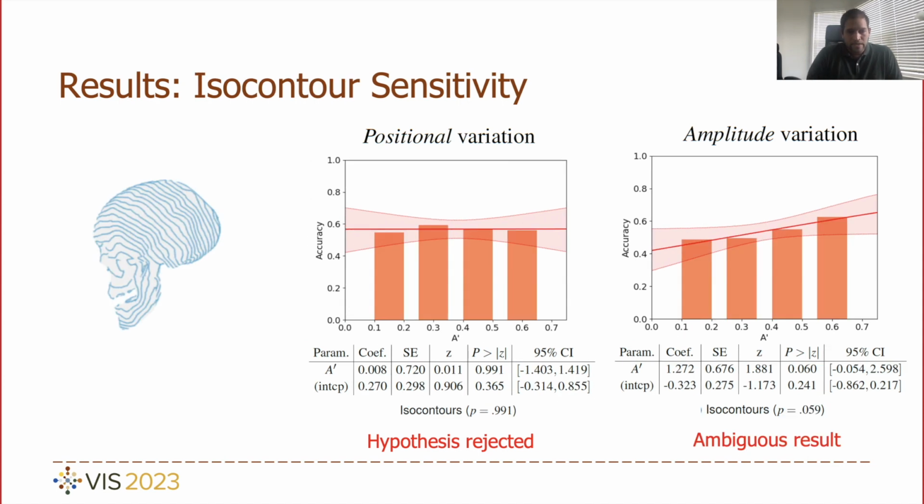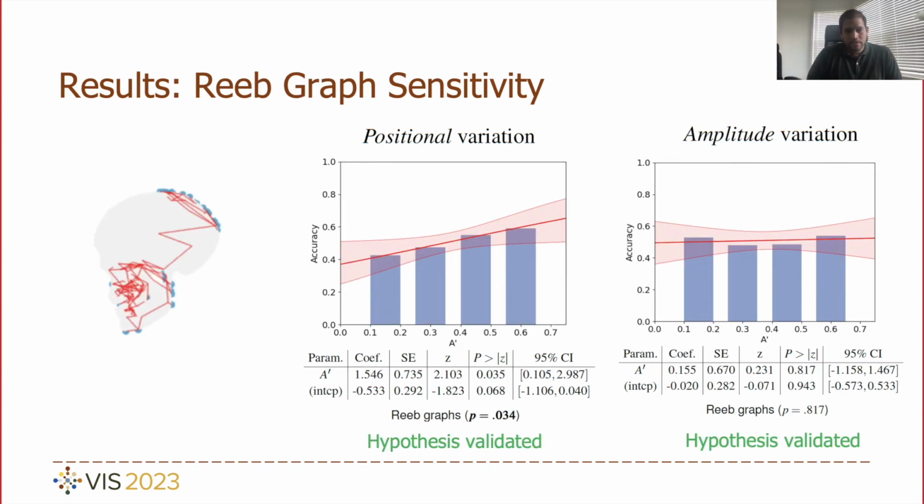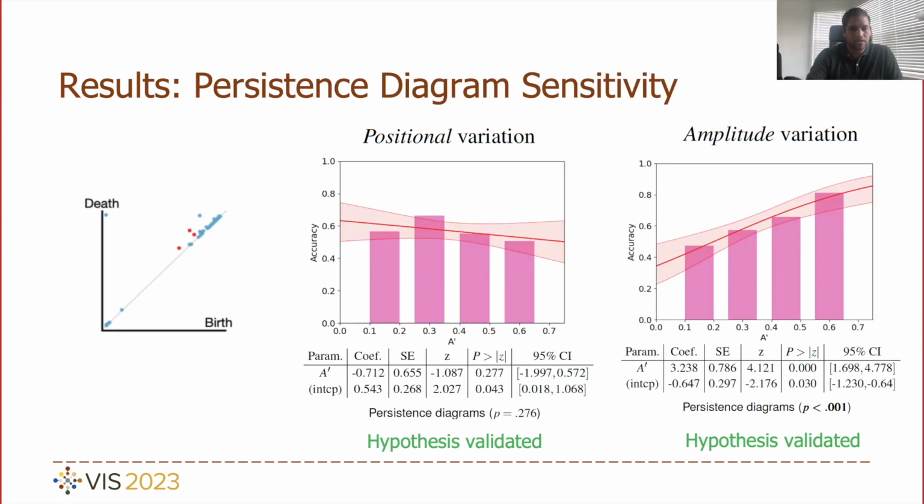Now, isocontours were in the least agreement with our expectation. We hypothesized that isocontours will show high sensitivity to positional variation, but they did not, as can be seen through the flat line. And also we did not expect them to be sensitive to amplitude, where they showed some weak sensitivity to amplitude variation. Now Reeb graphs and persistence diagrams both validated our hypothesis.